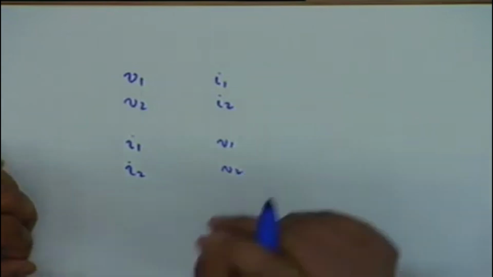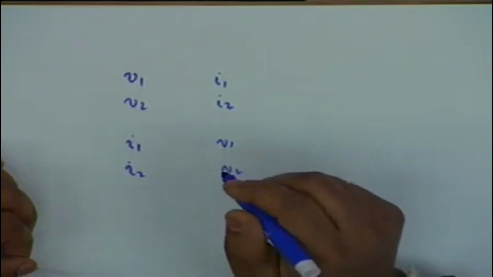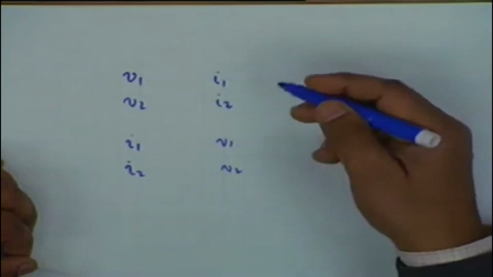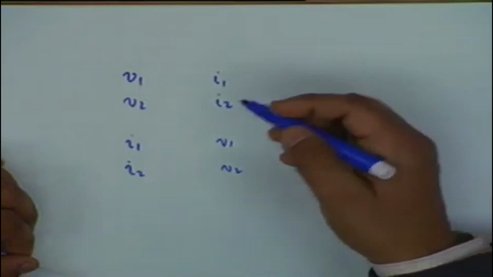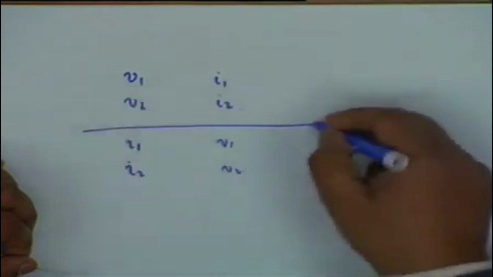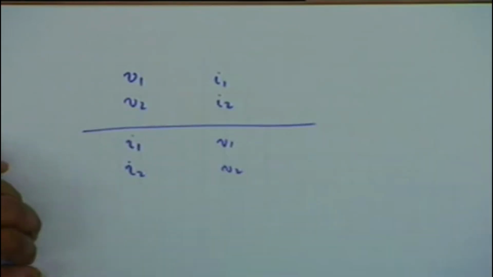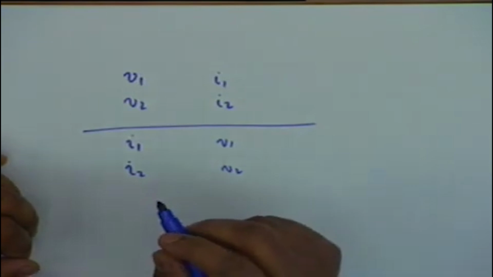All right, and since the network is a two-port, what we mean is V1 is expressed as a function of I1 and I2, V2 is expressed as a function of I1 and I2, or I1 is expressed in terms of V1 and V2, I2 is expressed in terms of V1 and V2. All right. Now, the network is linear.